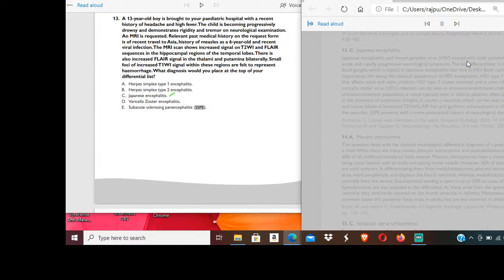Of acute bacterial meningitis and its complications. Postgraduate Medical Journal 2010, 86, 1018. 13. C. Japanese encephalitis.